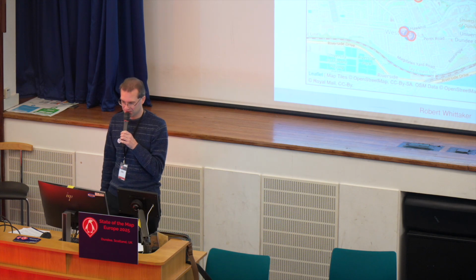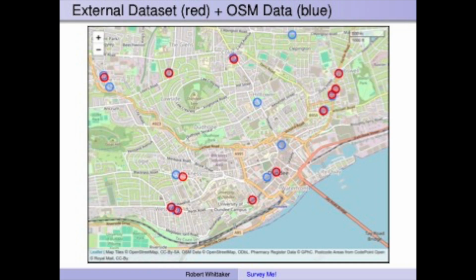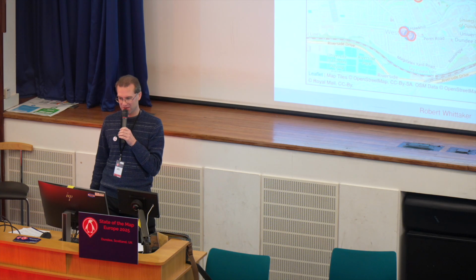So this is sort of halfway through. I've got the external data set locations and I've got the OpenStreetMap locations with the two different coloured circles here. This is for pharmacies in Dundee. And you can see there's some correlation between them, which is good. There's quite a lot of instances where we've got a red circle and a blue circle next to each other or nearby, and they're probably the same pharmacy. So we need to do some matching between them.